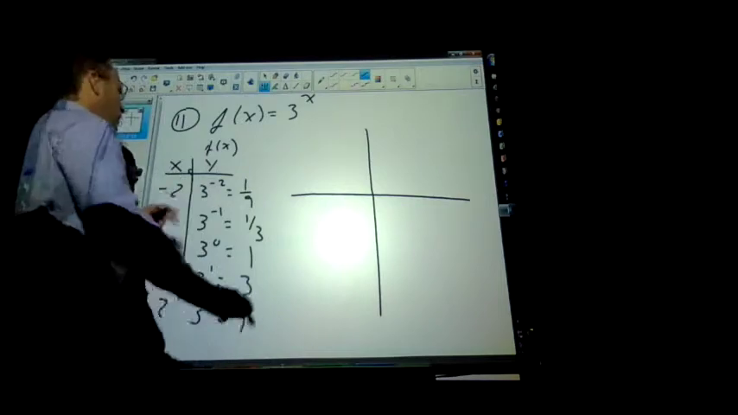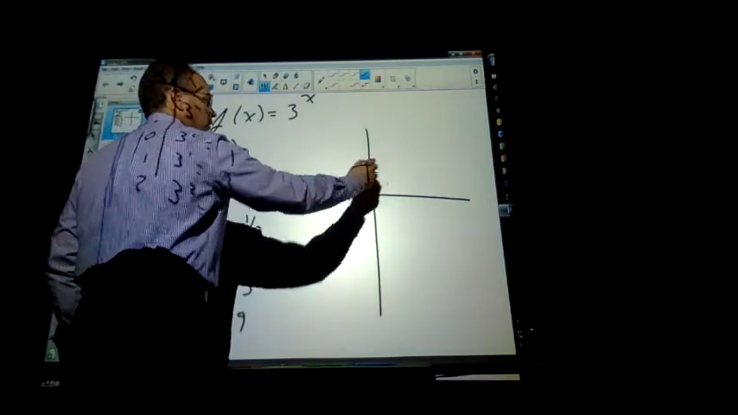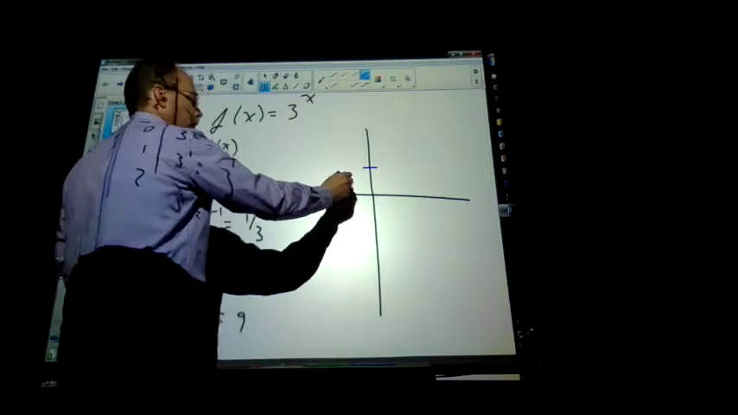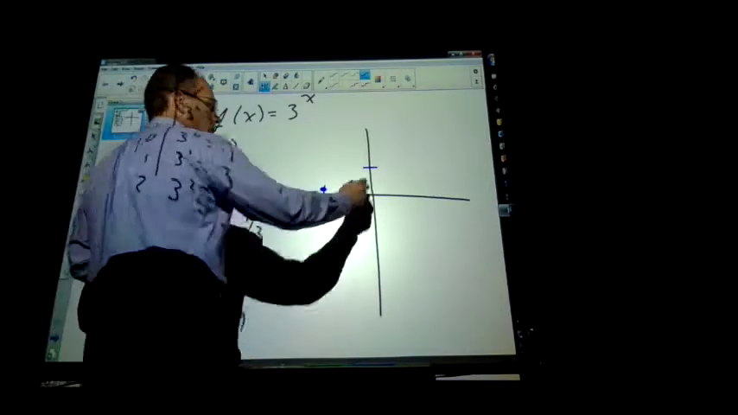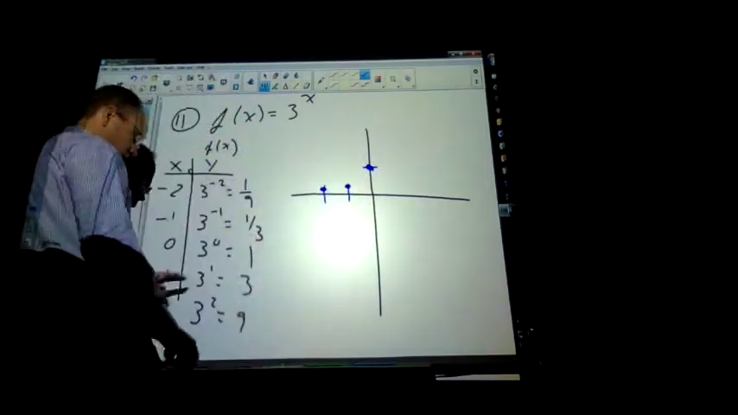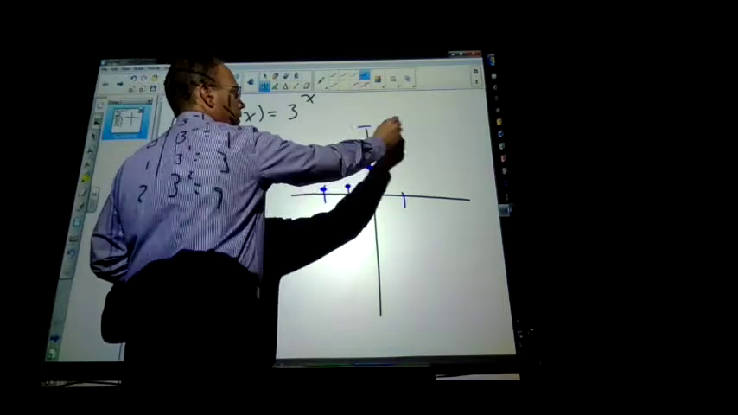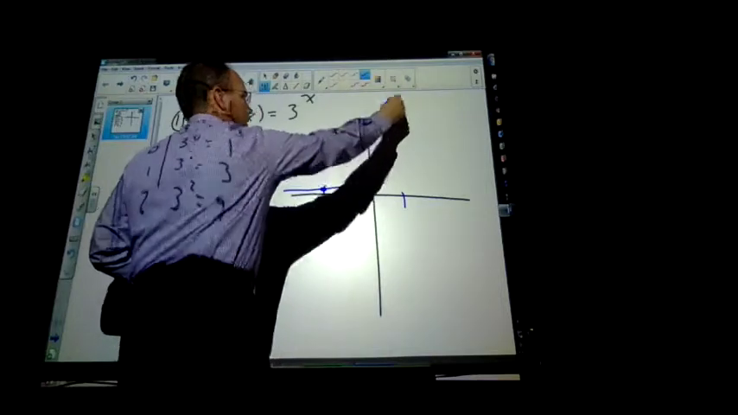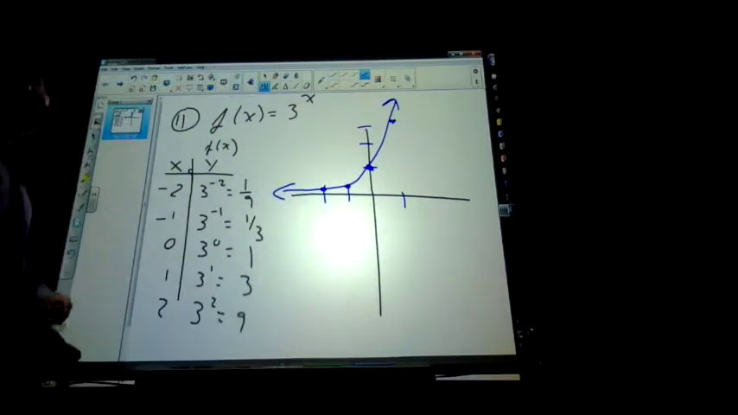All right, negative 2, that's 1 ninth. Negative 1 at 1 third, so it comes up a little bit more. At 0, I'm at 1. At 1, I'm at 3. So this graph is doing this. Is it going to cross the x-axis? No. I can plug way huge negative numbers in. It's going to get really close to 0.